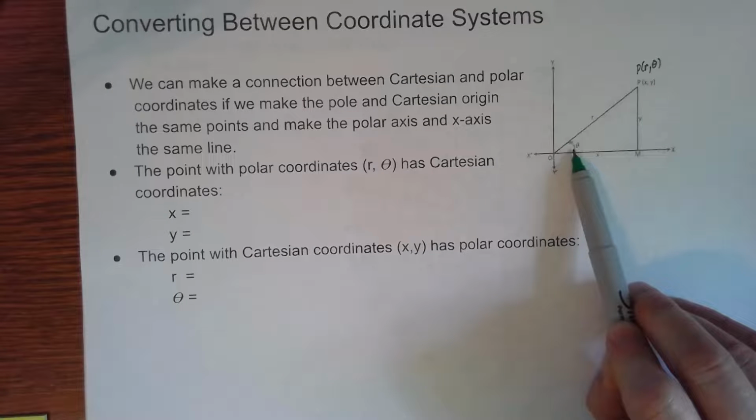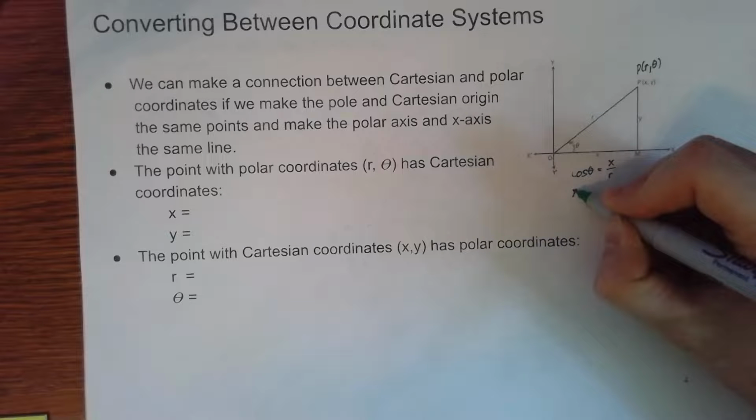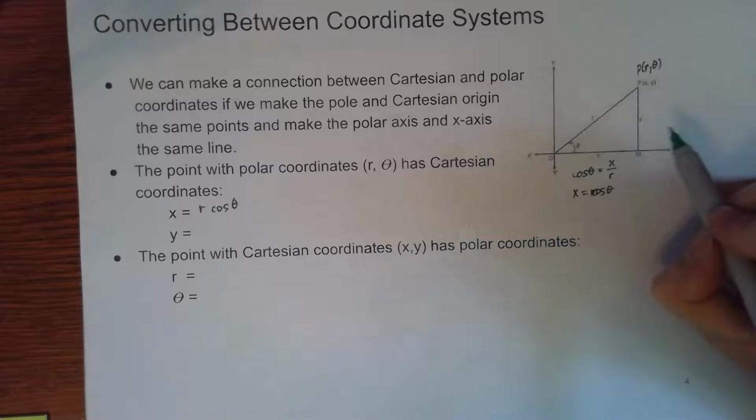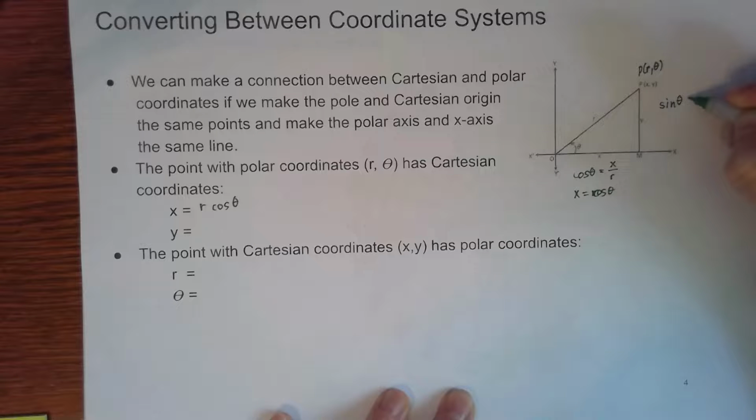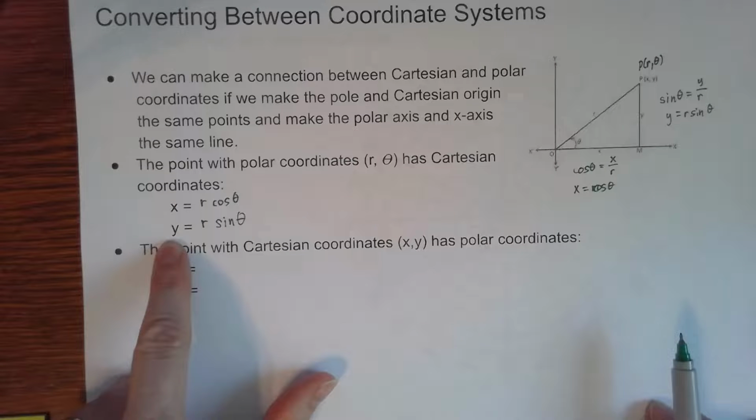Well, if we look at theta, x is adjacent to theta, and r is the hypotenuse of this triangle that we've drawn. We could use the relationship that the cosine of theta is the adjacent x over the hypotenuse r. So x is r cosine theta. And then to find the y value, y is opposite theta. So if we do the sine of theta, the opposite y over the hypotenuse r, then y is equal to r sine theta. So if I know the r and theta values, I just use r times the cosine of theta to get the Cartesian x-coordinate, and I do r times the sine of theta to get the y-coordinate.